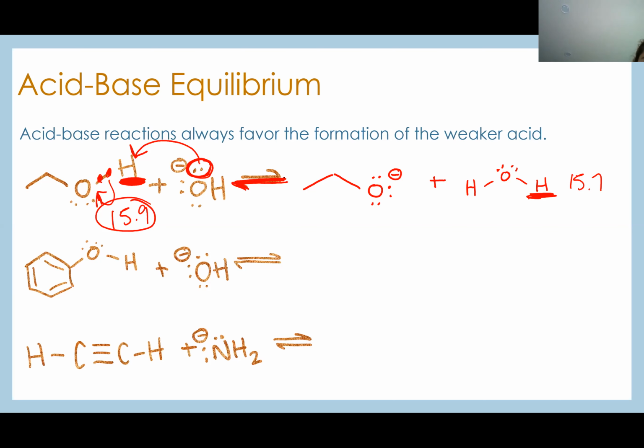So the next one is a little trickier. I'm going to give you the pKa of phenol. This is another one that I want you to memorize. So 9.95 for the pKa of phenol. And then on the other side, we're going to have the same reaction happening here. We're just deprotonating an alcohol functional group.